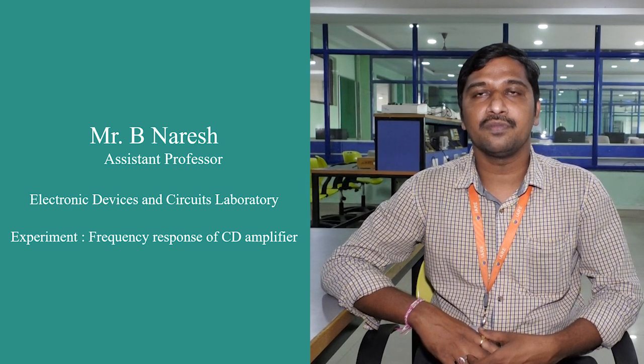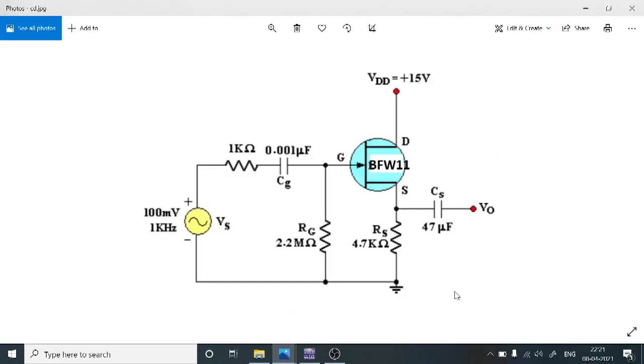So today we are going to perform the frequency response of the CD amplifier. In this experiment, we are going to plot the frequency response of a common drain amplifier using JFET. This is the circuit diagram for the common drain JFET amplifier.